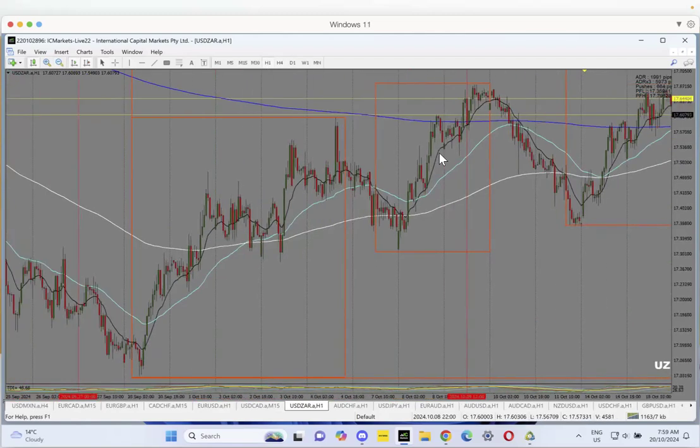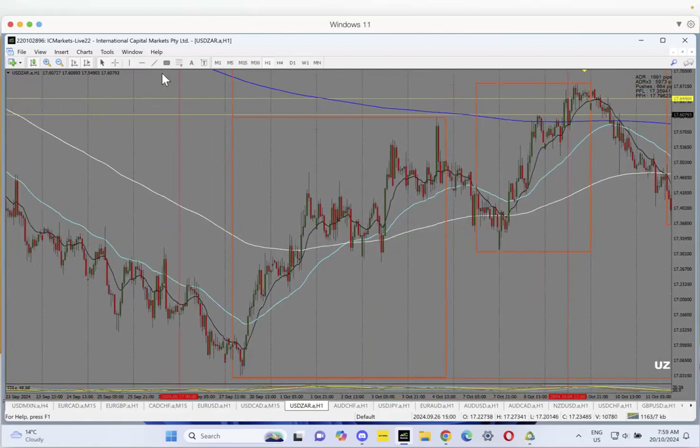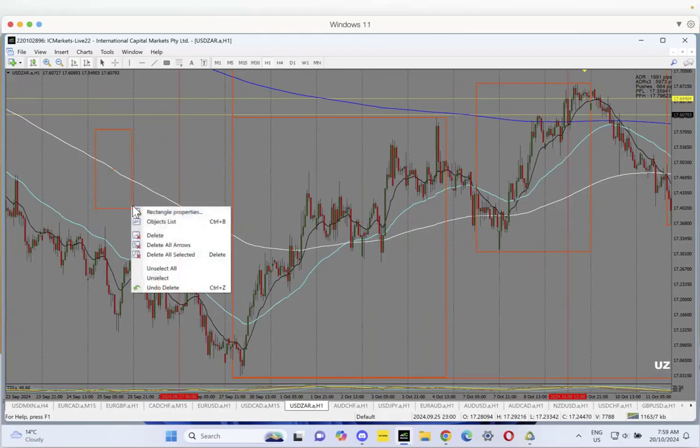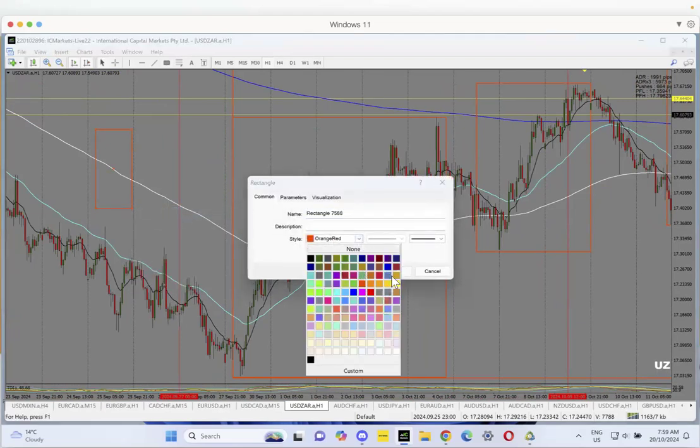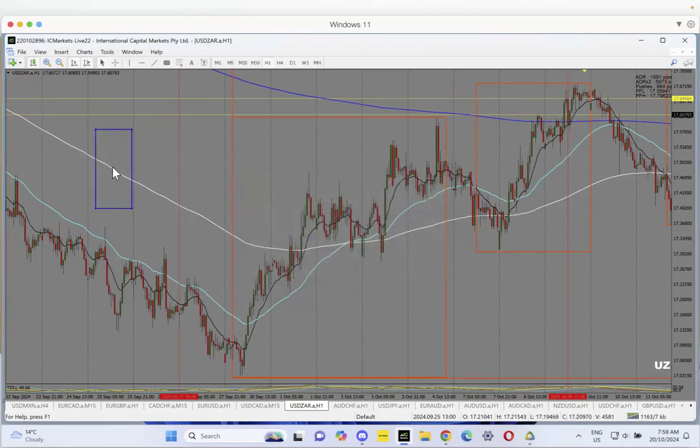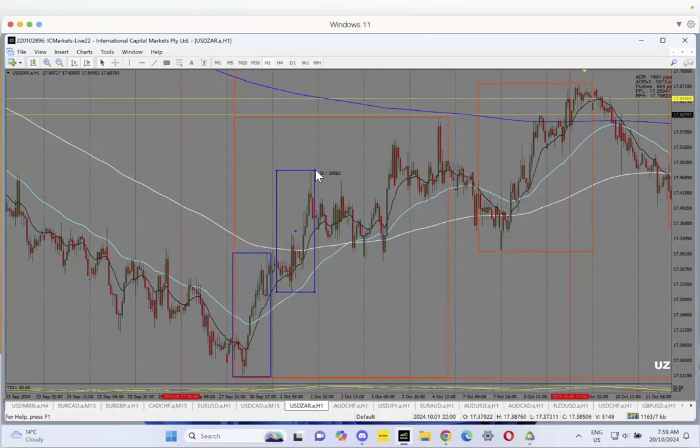Now, if we go to H1, we're going to start our counting from here, and I need to change my color, maybe put blue. So this is our first rise. And then this is our second rise. And this is our third rise. So what do we expect on a third rise? A reversal. We expect a reversal. So this is my first 4 hour level.